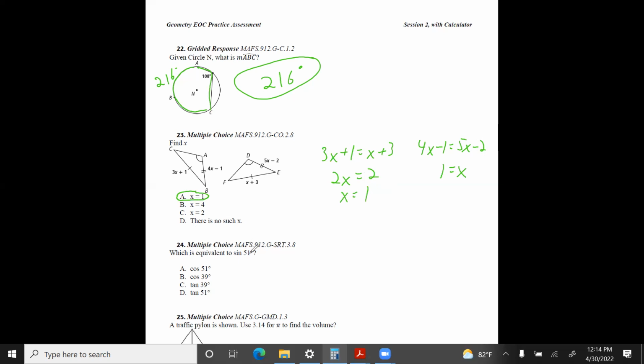Number 24, which is equivalent to sine of 51. What you have to remember is that the sine of one angle is going to be equal to the cosine of its complement. So all we're actually doing is subtracting 51 from 90, which gives us 39. And then the cosine of that 39 should be equivalent. And that's because in a right triangle, the two acute angles will always be complementary. They always add up to 90.